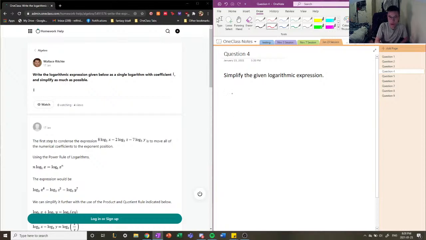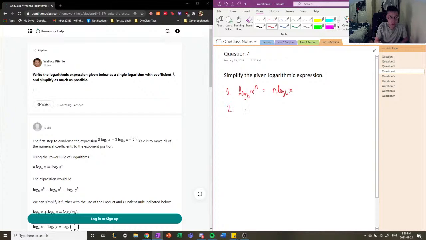The first one is the power rule of logarithms. The power rule states that log base b of x to the power of n is equivalent to n times log base b of x. So this rule basically states that we can take the exponent of the argument and move it down to be a constant, a product of log base b of x.